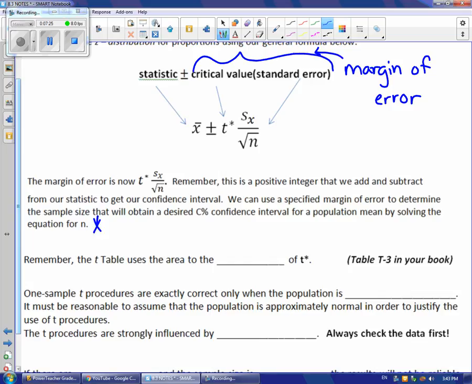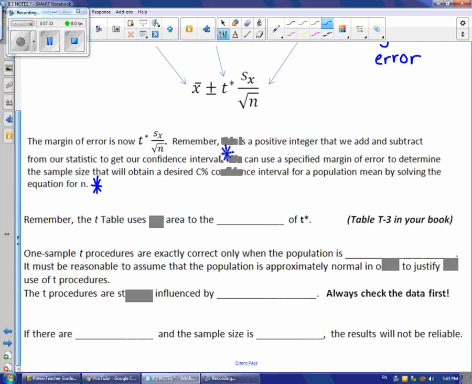This is a great question that you may see as a multiple choice on an AP exam or on a quiz or a test. Remember, the t-table uses the area to the right of t-star. It is also table T3 in your textbook.